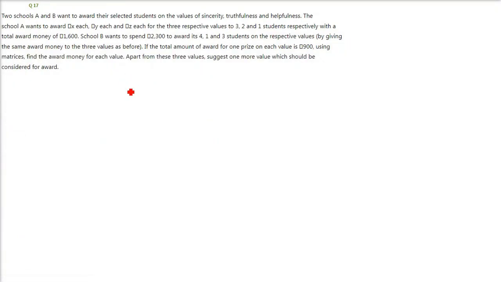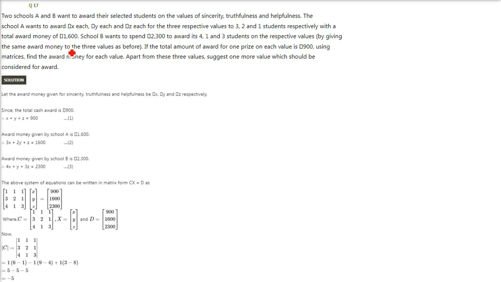So there are 16 questions in the edition book which I'm taking, but still we will talk about this. Okay, 2 schools A and B want to award their students on the values of sincerity, truthfulness and helpfulness. Sincerity will be X, truthfulness will be Y, helpfulness will be Z. School A wants to award X, Y, Z in the ratio 3 to 2 to 1. So just make it 3x plus 2y plus z, and that is equal to 1600 here.